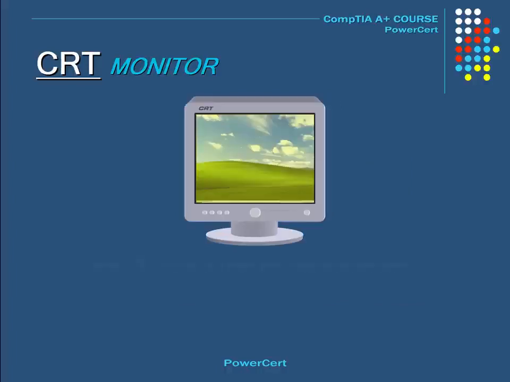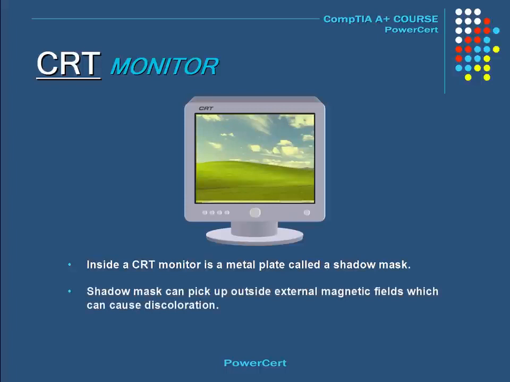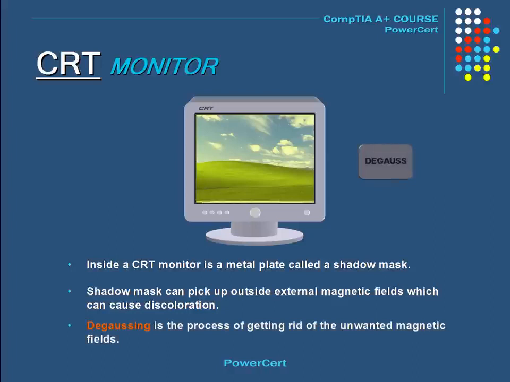Inside CRT monitors is a metal plate called a shadow mask, and this metal plate can pick up outside external magnetic fields, which can cause discoloration on the screen. And because of this, CRT monitors need to be degaussed. Degaussing is the process of getting rid of the unwanted magnetic fields, and most CRTs do an automatic degauss when the monitor is turned on, or the monitor may have a button that you can press to do a degauss.